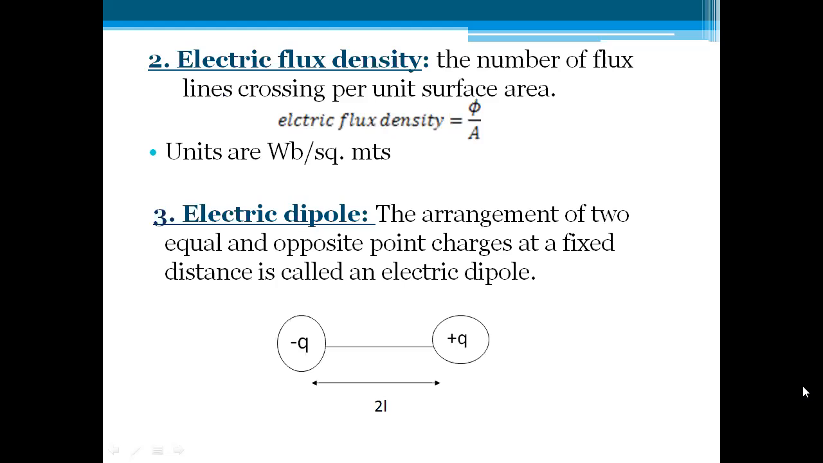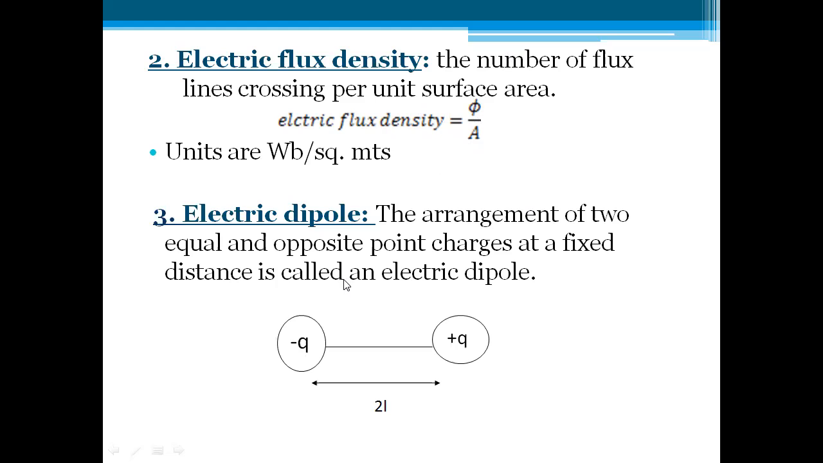Next, electric flux density. Electric flux density is nothing but the number of flux lines passing per unit surface area of a given material. Electric flux is represented with a letter phi, and flux per unit area, phi by A, is nothing but electric flux density, and the unit for it is Weber per square meter.